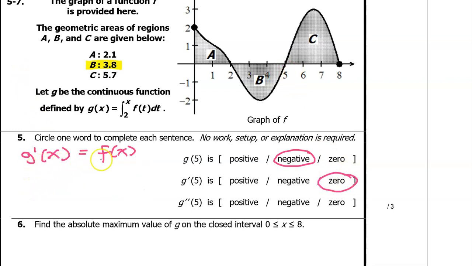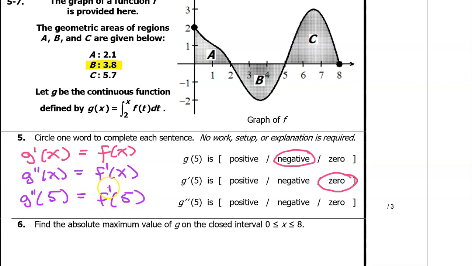Since g prime of x is equal to f of x, then g double prime of x will equal f prime of x. So in that case, g double prime at 5 will equal f prime at 5. This means the slope of f at 5. So here is f at 5. The slope right here, we don't know exactly what it is, but we can tell that it is positive because it is increasing from left to right. So g double prime at 5 is positive.